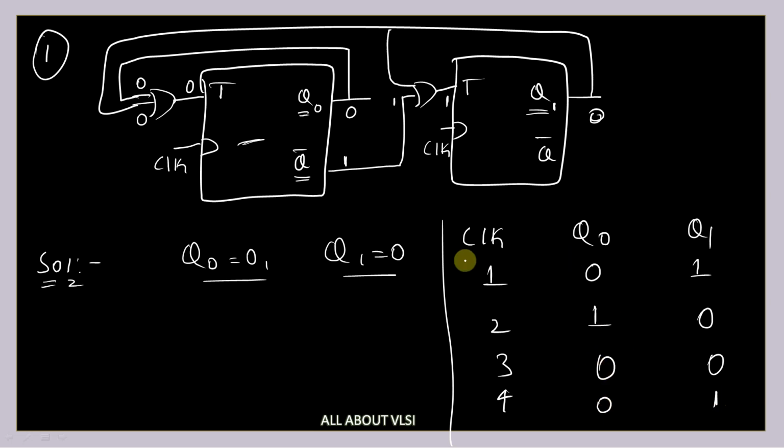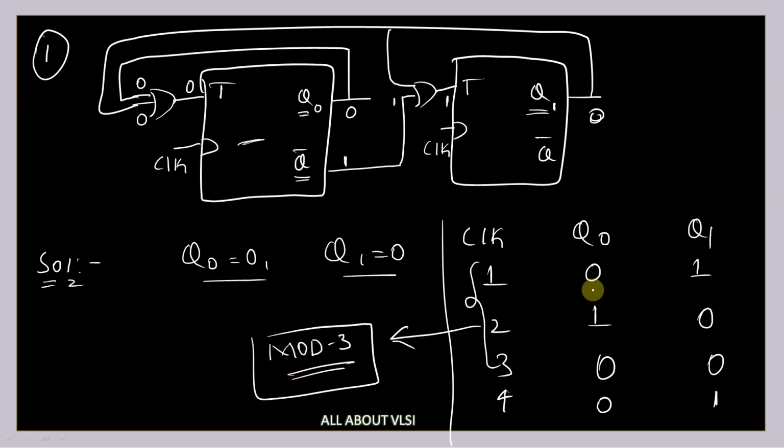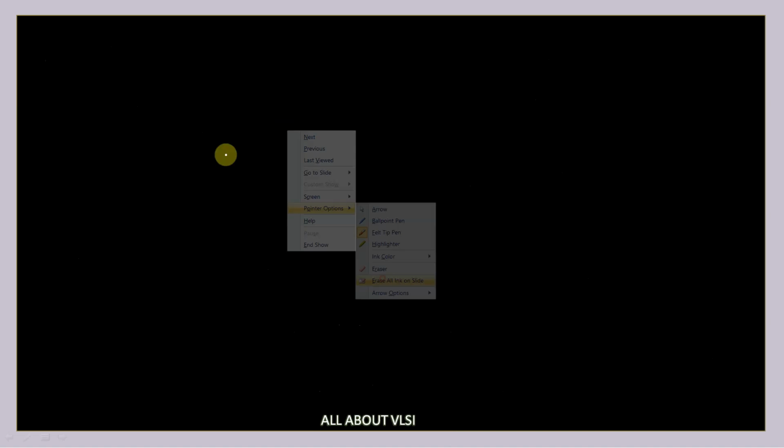So from here we can see it is a mod 3 counter, because we are having 3 unique states. Since we are having 3 unique states, it is a mod 3 counter. So this is how we are going to solve this problem. Now let's see one more question.